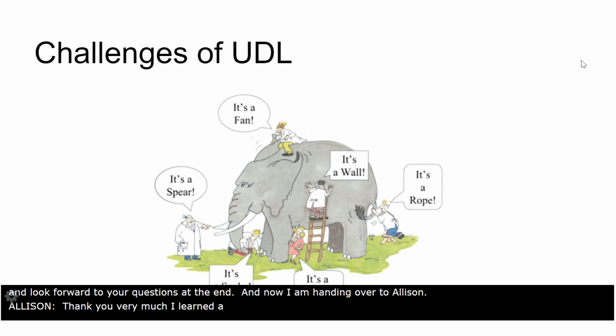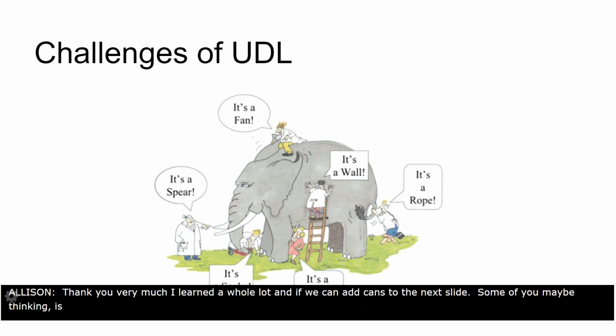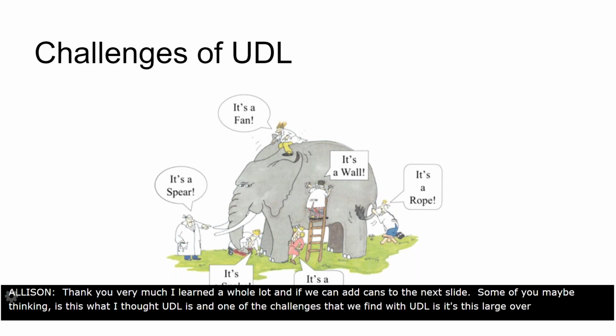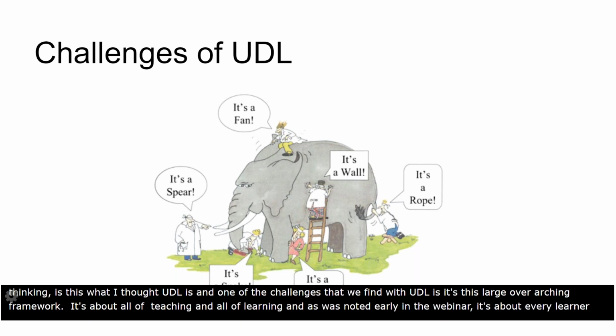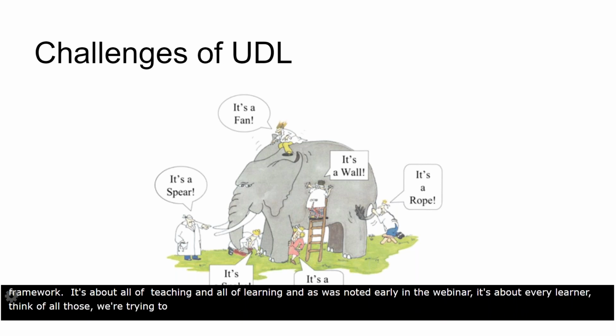Some of you may be thinking now, wait a minute, is this what I thought UDL is? One of the challenges that we find with UDL is this large overarching framework. It's about all of teaching and all of learning. And as was noted earlier in the webinar, it's about every learner. Think of all those dots. We're really trying to get every single dot included. So UDL is not just one thing, and there's not one way that it can be implemented.